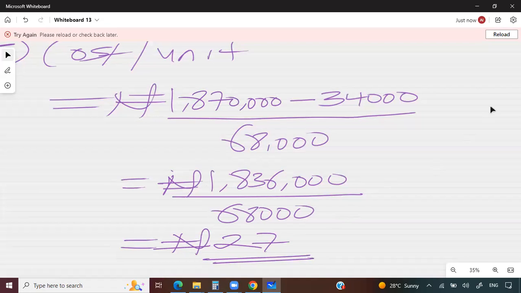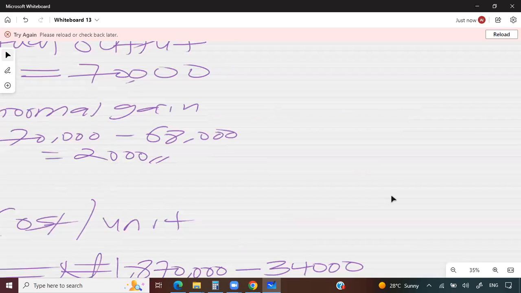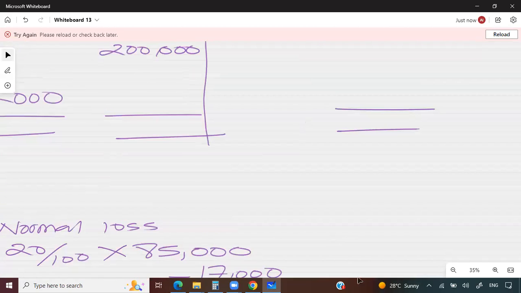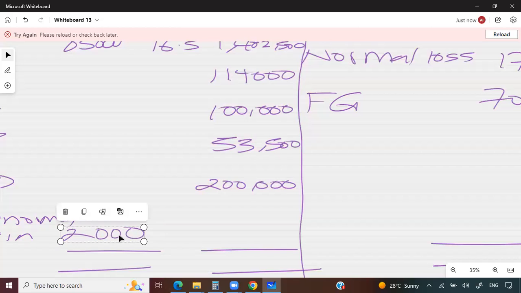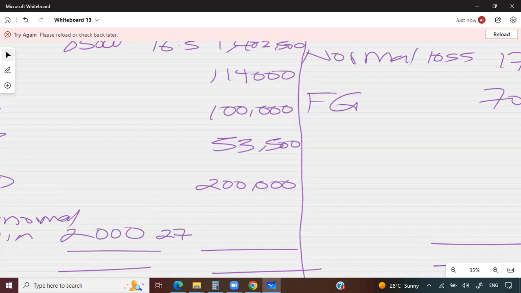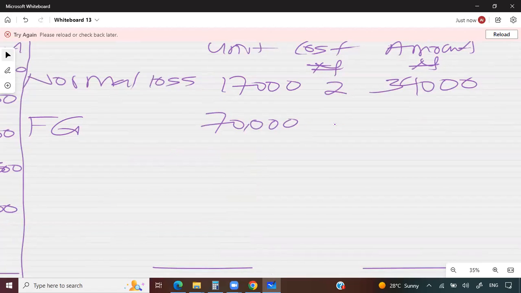Okay. We'll go up, and the start is what now? Start 27. So this as well will be what? This as well will be 27. This is the abnormal. Then this will be what? 27. And the finished goods as well will be what? This will be 27 as well.